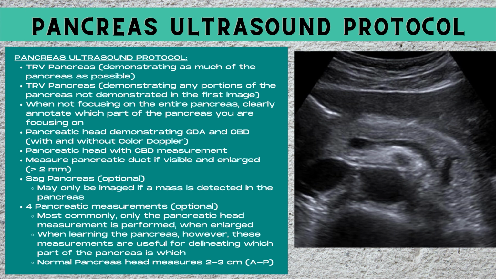There are 4 pancreatic measurements that can be performed. These are also optional measurements. Most commonly, only the pancreatic head measurement is performed when the pancreatic head looks visibly enlarged, which is a measurement that's greater than 2 to 3 centimeters in the AP or height dimension. When you're first learning the pancreas, however, these measurements are a useful tool for learning how to delineate which part of the pancreas is which and where the borders of the pancreas lie. A normal pancreas head measures 2 to 3 centimeters in the AP, which is the anterior posterior or height dimension.